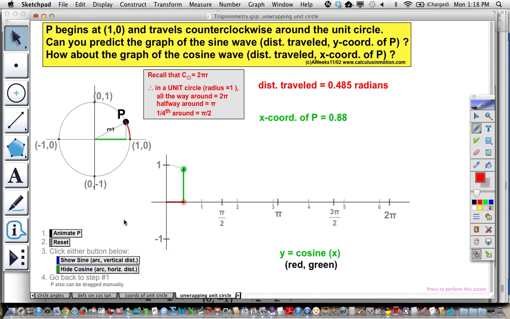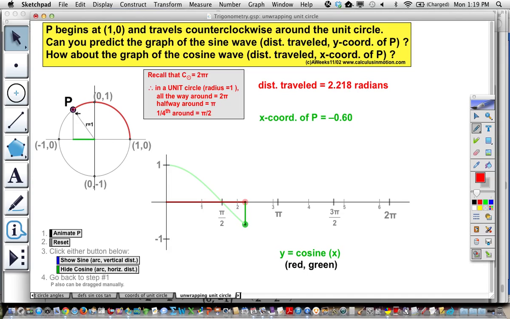So now let's look at cosine. Cosine is the x. So when we start, the x is big. The x is a 1. So this green distance is big, and that's why cosine starts up high. But as we move this point around, the x gets smaller. So that's why the cosine graph goes down.